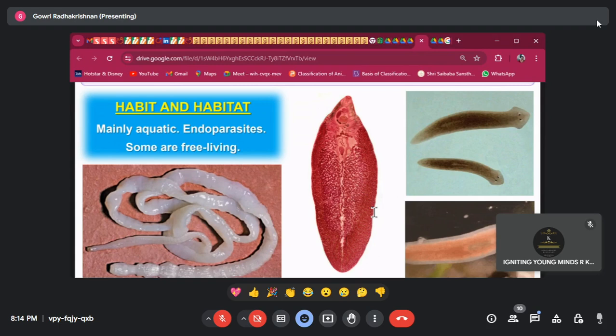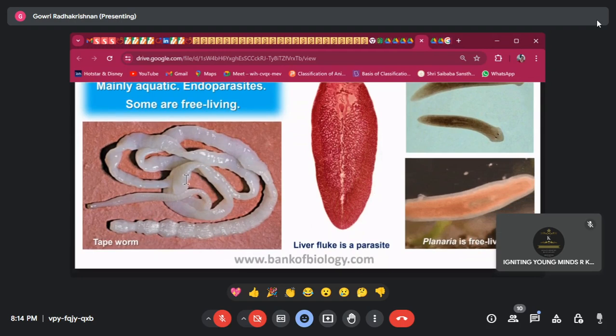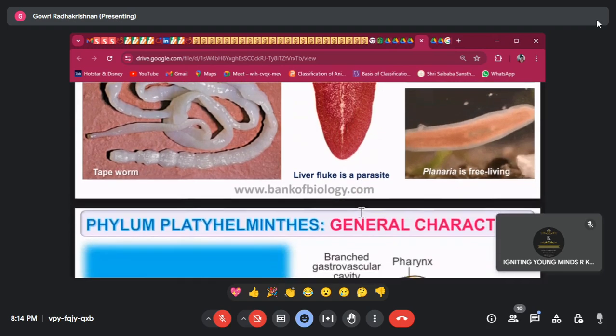So they live in water, and endoparasites means some parasites survive inside a host individual or host animal. That's what endoparasites are. Some are free living, they can live outside. Here is tapeworm, liver fluke, planaria. Planaria is free living.